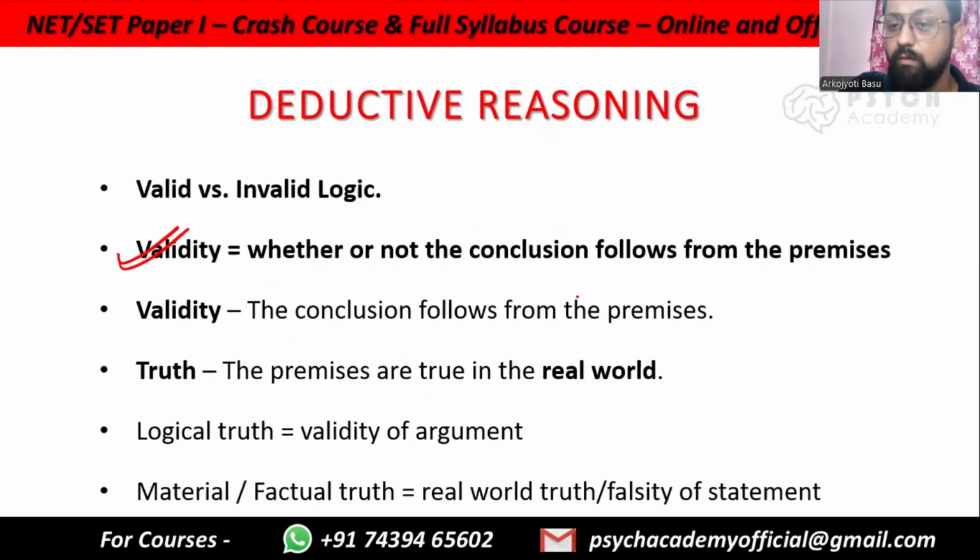Validity: the conclusion follows from the premises. Truth: the premises are true in the real world. Logical truth and material or factual truth. Logical truth is the validity of the argument, same as validity. And the normal truth that we are talking about is called material or factual truth, the real world truth or falsity of the statement. Truth and material truth is the same thing. Logical truth and validity is the same thing.